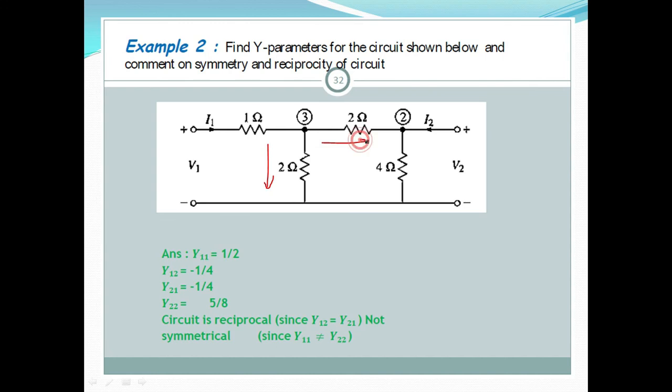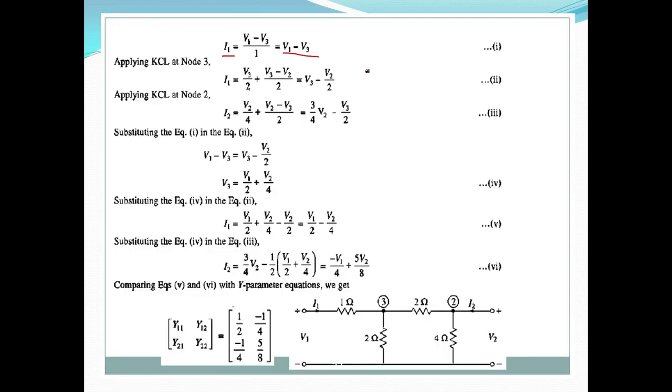Therefore I1 is equal to I3 plus I2. According to the node analysis, I3 is V3 divided by 2 ohm, and I2 is the potential difference between node 3 and node 2, therefore (V3 minus V2) upon 2.